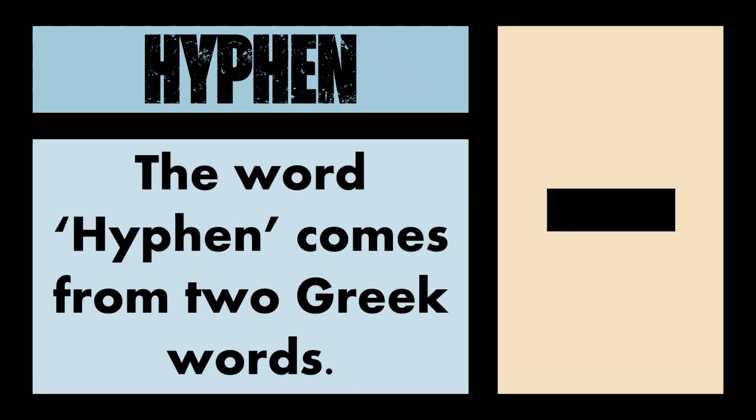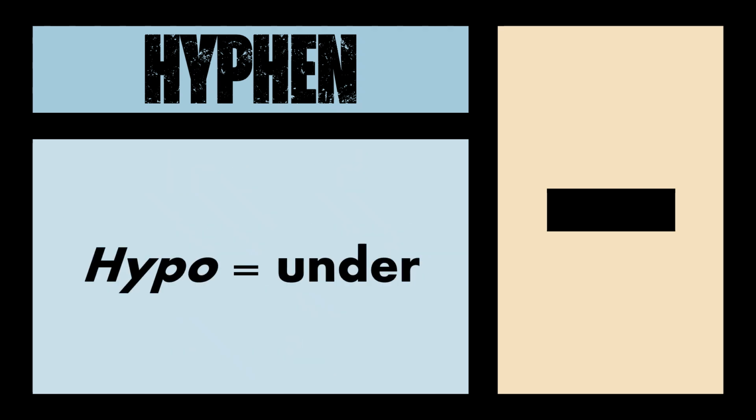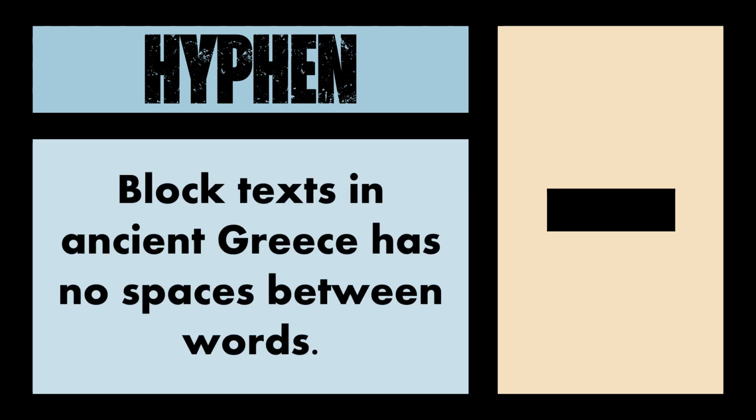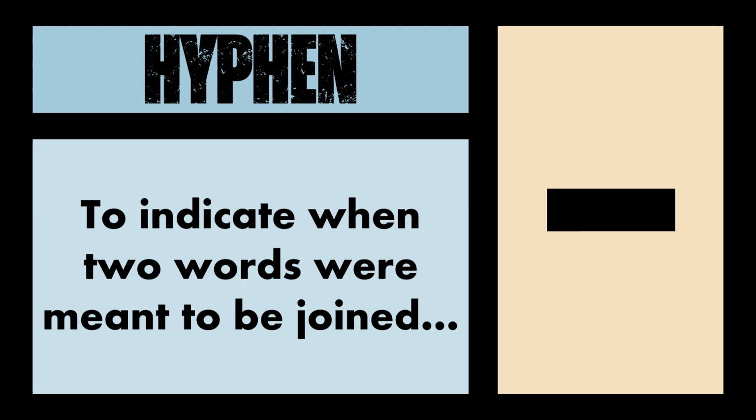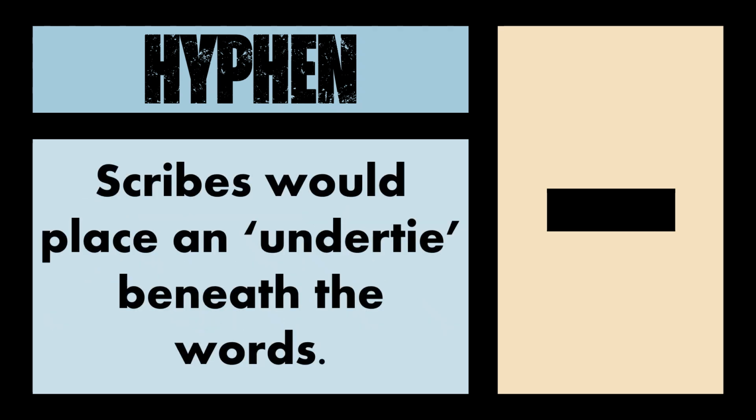Now, the word hyphen comes from two Greek words, hypo, which means under, and hen, which means one. Block texts in ancient Greece had no spaces between words, so people always assumed that words were separate. It was only when there was a hyphen present, or what was the precursor to the hyphen, that readers would understand that two words were supposed to be together. In this context, to indicate when two words were meant to be joined, scribes would place an undertie beneath the words. Now, the undertie wouldn't be in between words because there's no space there. They would put an undertie below the two words to show that they were connected.